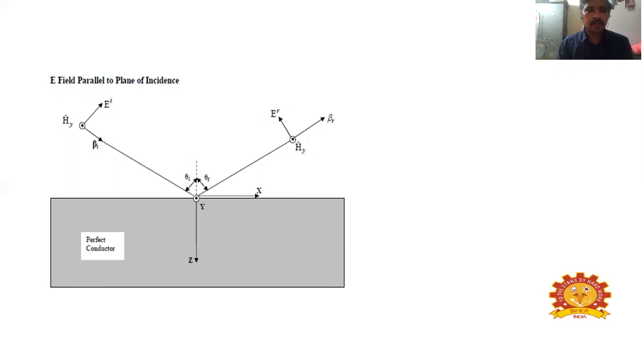You could understand that the E field is parallel to the plane of incidence. From the diagram, you could clearly understand that the E field is parallel to the plane of incidence. As you could see, that is where the plane of incidence lies, and you could see the electric field intensity E also.